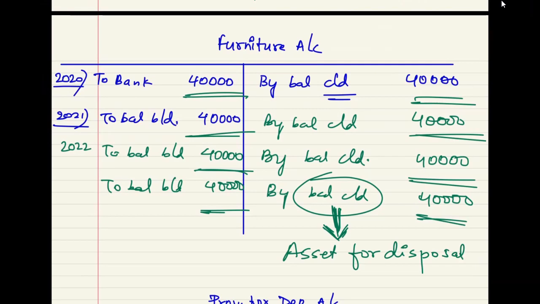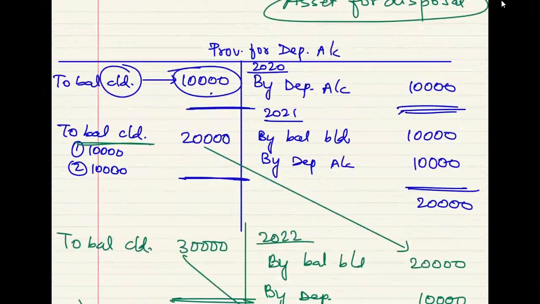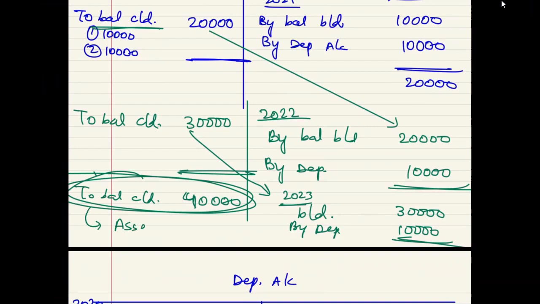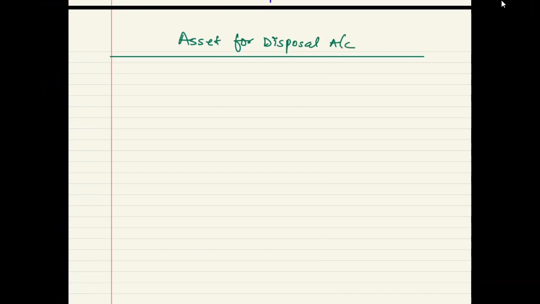We will create one account called asset for disposal account, and my provision for depreciation account, which is carried forward 40,000, will also be transferred to the asset for disposal account. So basically I will do some additional journal entries. I will create one account called asset for disposal. Whenever we are going to sell the asset or dispose of the asset, this account will be prepared.